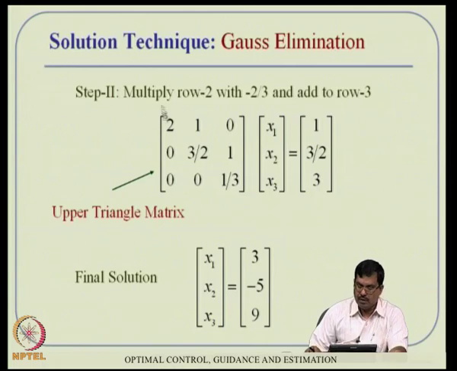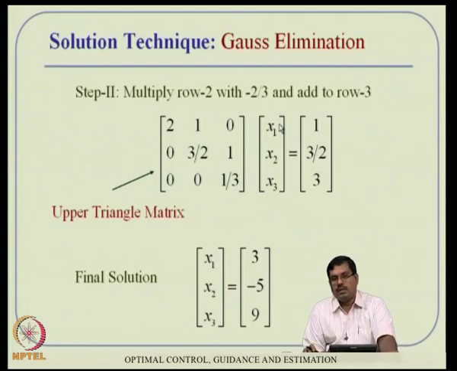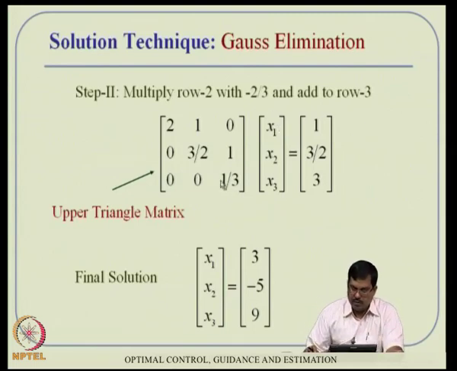Now, this is an upper triangular matrix. So, I start looking at the equations from down to top. Then it turns out that minus 1/3 of x3 is equal to 3, and hence x3 is 9.